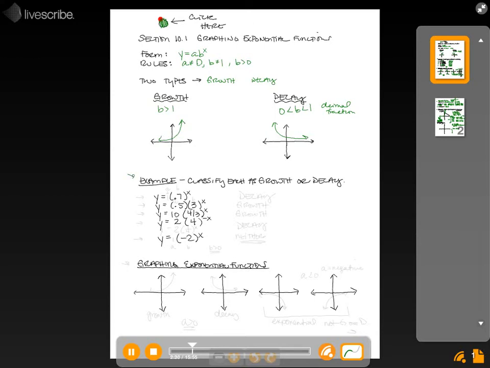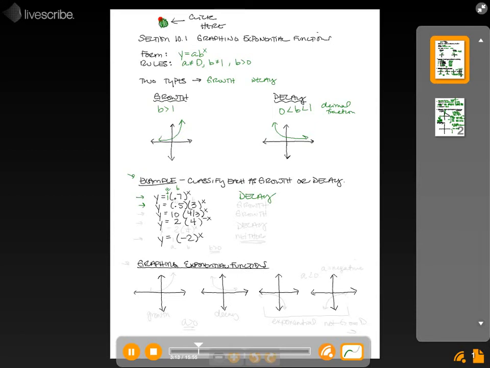Here are some common examples you'll see in this particular section. These examples say to classify each as growth or decay based on the equation. Alright? So let's look at this first one. The first one is y equals 0.7 to the x power. Now remember, a is out in front and b has the variable. So a here is 1 and b is 0.7. We said for growth, b needs to be greater than 1, and for decay, b needs to be between 0 and 1. Well, 0.7 is between 0 and 1, so this is exponential decay. Okay? Pretty simple, just classifying them.